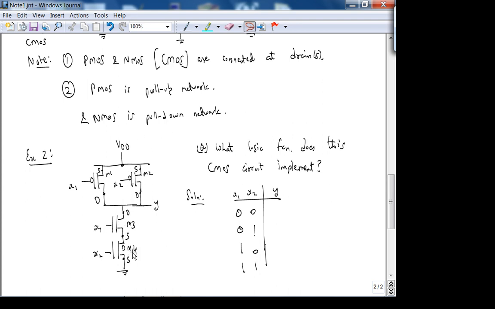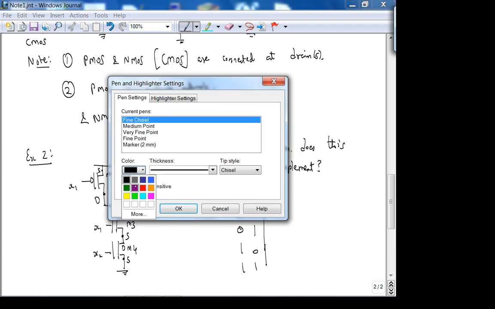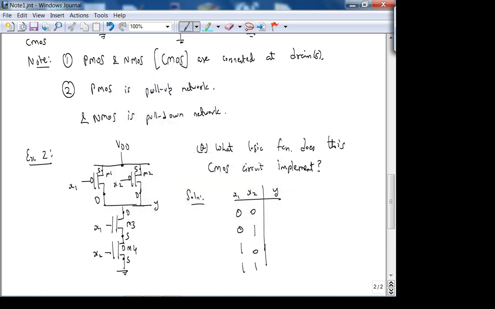Okay? What else do you notice about this? You can add another note. I'll put it in a different color. What do you notice about this? There's something else. Yeah, same inputs because that's the gate, but what else? Something else. There's something symmetrical about the circuit. What is it?